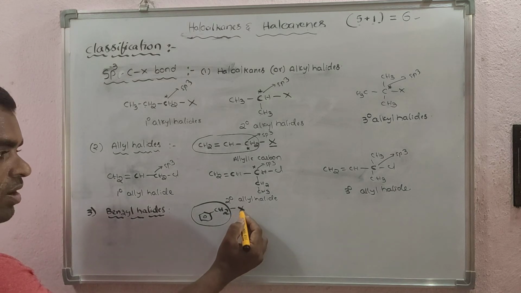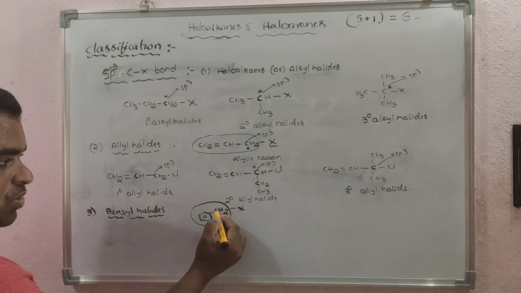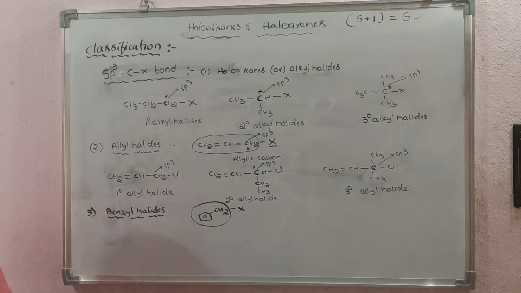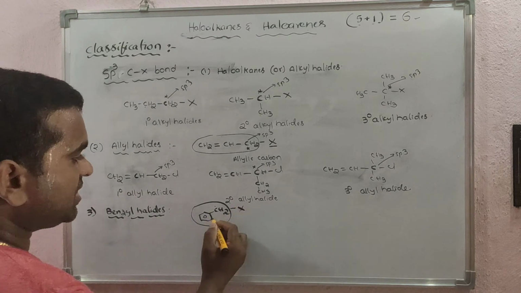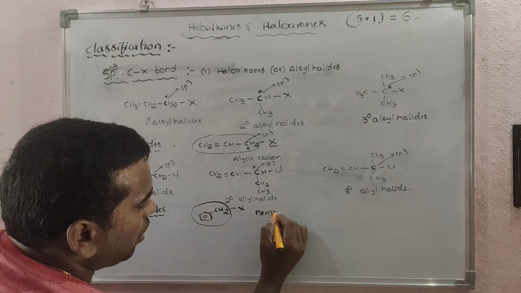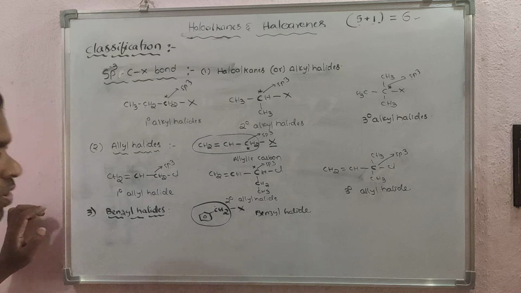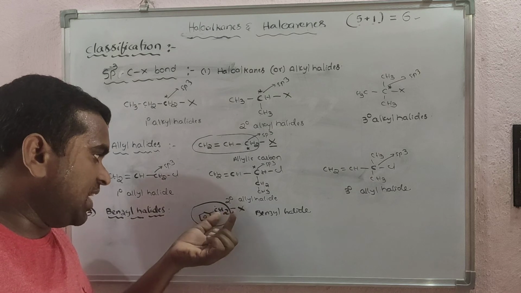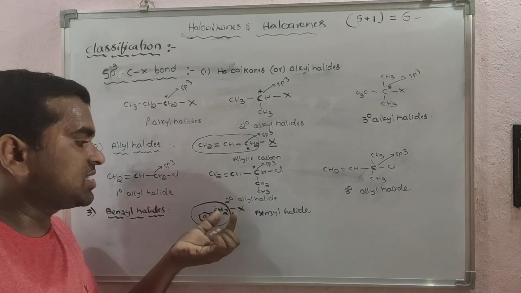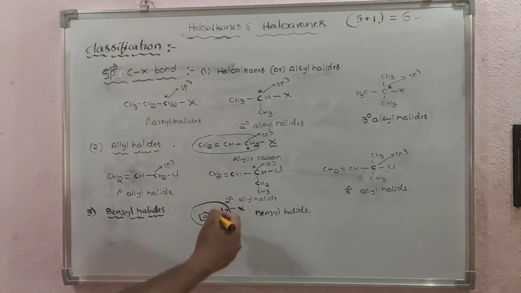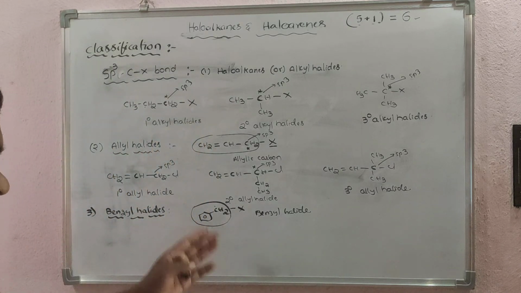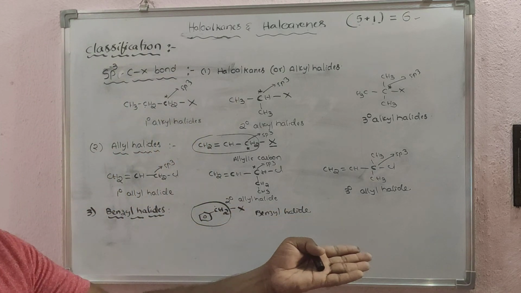Benzyl halide. Now you see here, X is attached to an sp3 carbon, and this sp3 carbon is attached to the benzene. So this is what we will call benzyl halide. The sp3 carbon directly attached to the benzene, that carbon we will call a benzyl carbon. Same, it is also classified into 3 categories: primary benzyl, secondary benzyl, and tertiary benzyl halides.